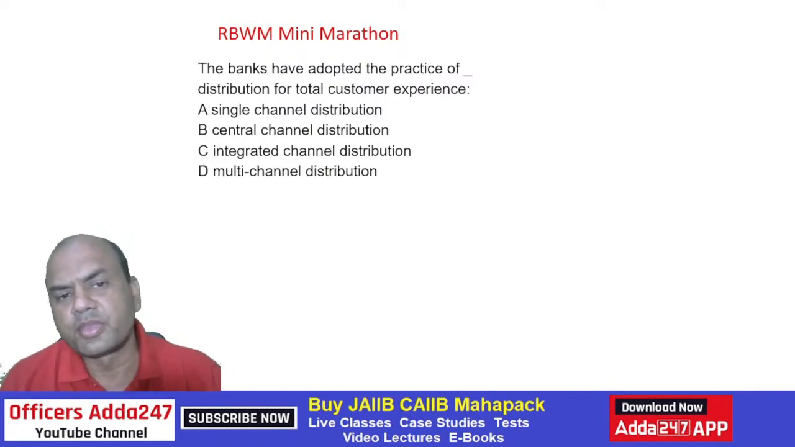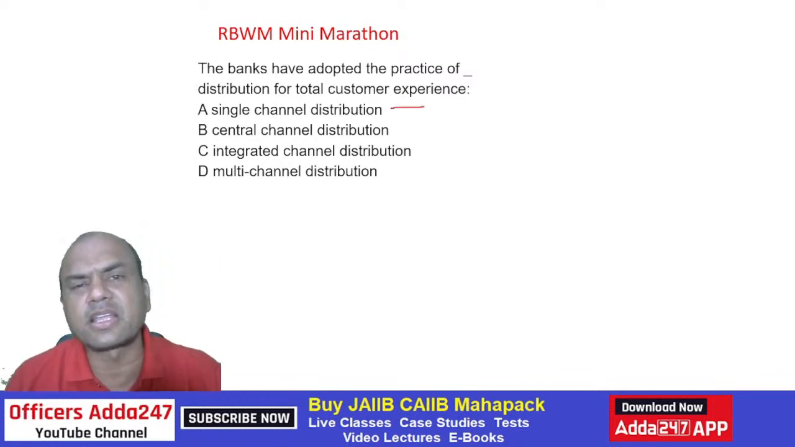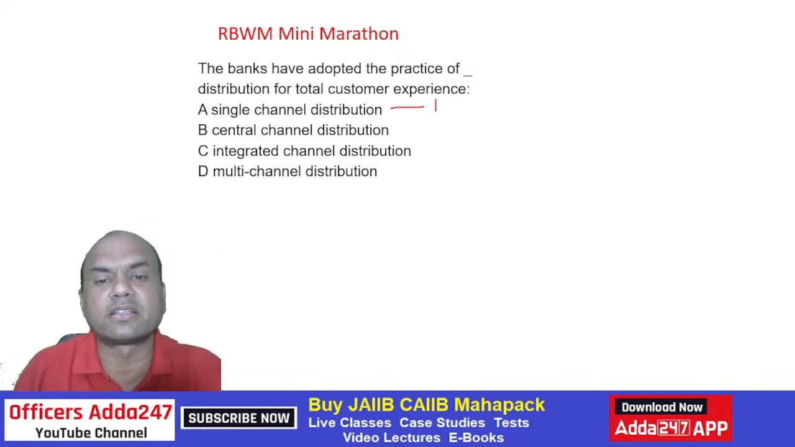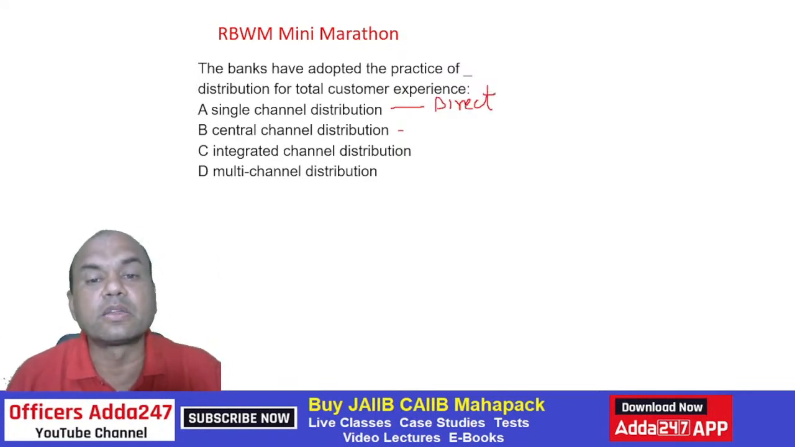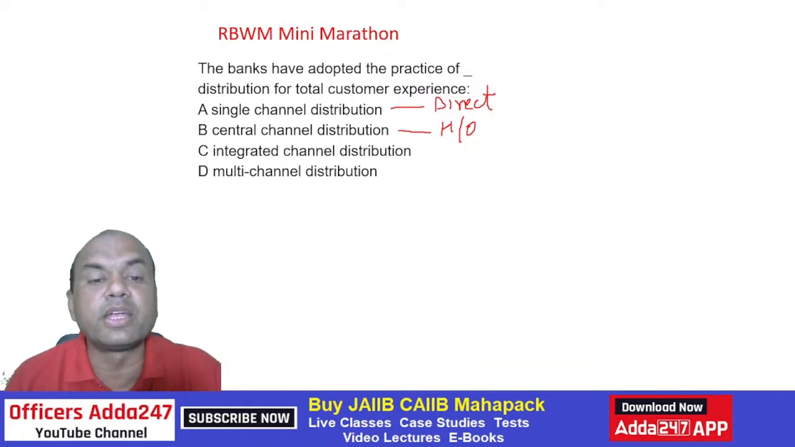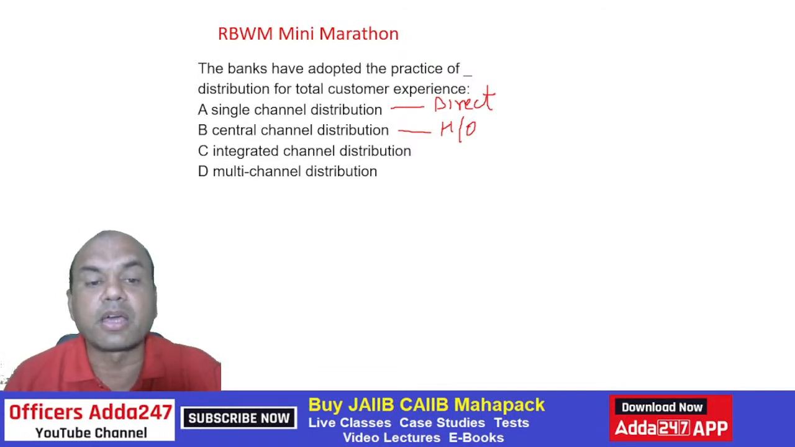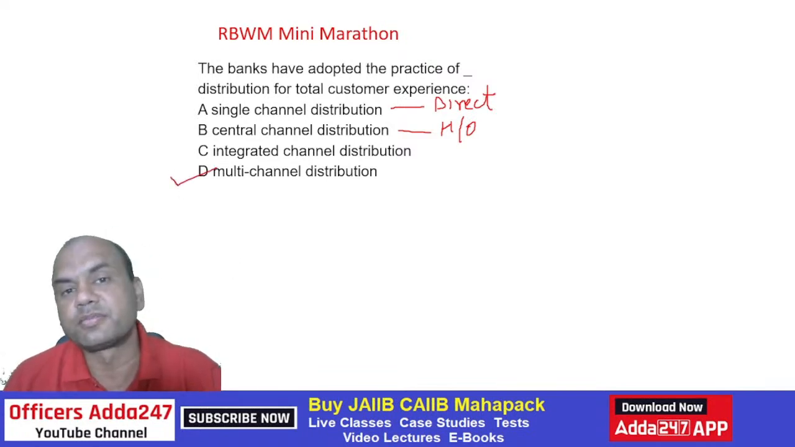Banks have adopted single. What is single channel? Single channel can be any channel, generally we call it the direct channel, meaning the branch. Central channel is only the HO, head office. Head office will speak to the customer and do everything. Integrated means all these are combined, mixed with each other. But the correct answer is multi-channel.